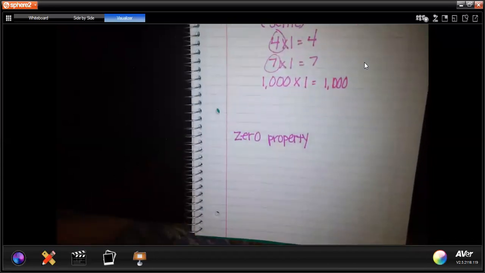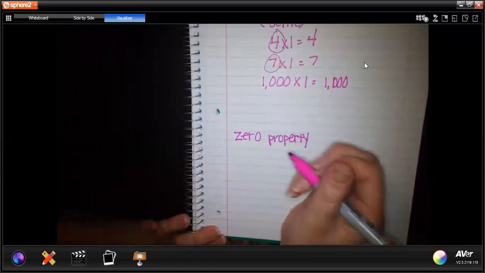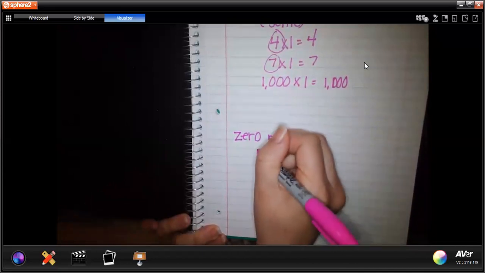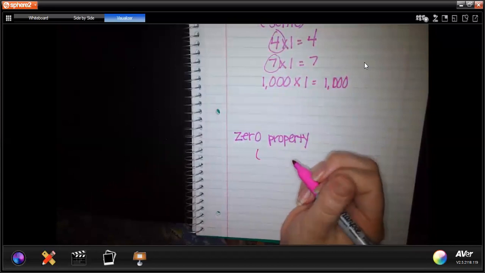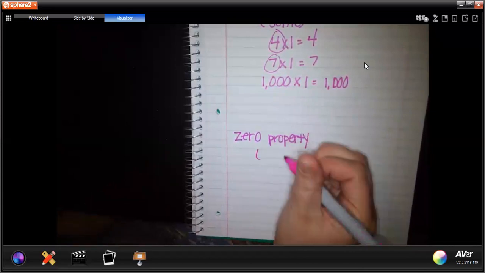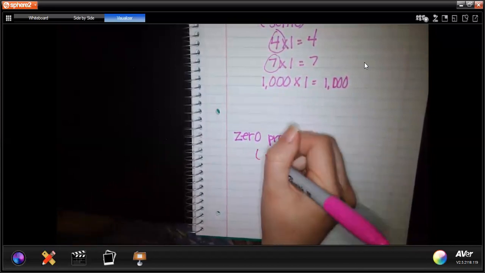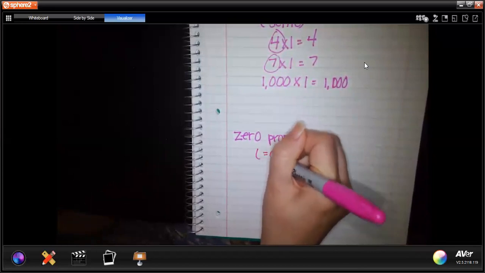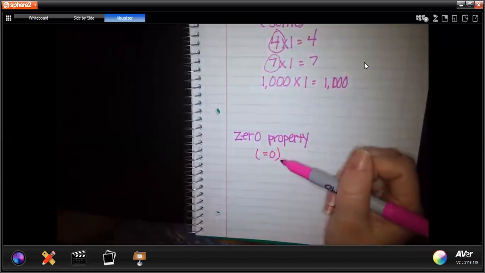And the last property we're going to go over is the zero property. So kind of like the identity property, when you multiply a certain number by 1, it's always going to be that number. When you multiply 0 by anything, it's always going to equal 0. The product is always going to be 0.